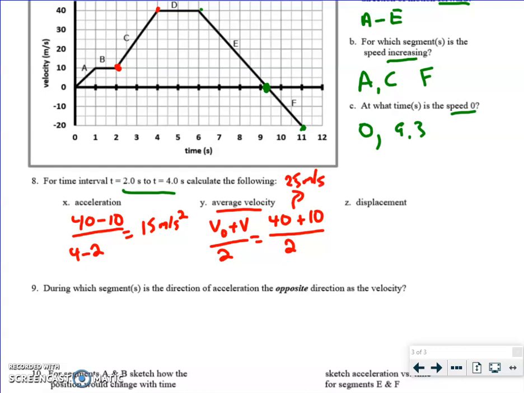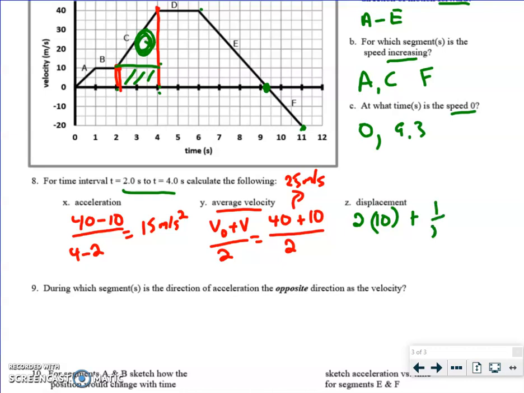Displacement was the most difficult, and that was worth 3 points. So displacement is the area under the graph. So look what I did to find the area. The easiest way to do that area is to simply break that parallelogram into a triangle and a rectangle. So there's 2 parts to this. If I do this part, that's going to be a base of 2, right? 4 minus 2 multiplied by a height of 10. So that's 2 times 10 for that rectangle plus what I have for here. For here, my base, again, is another 2.